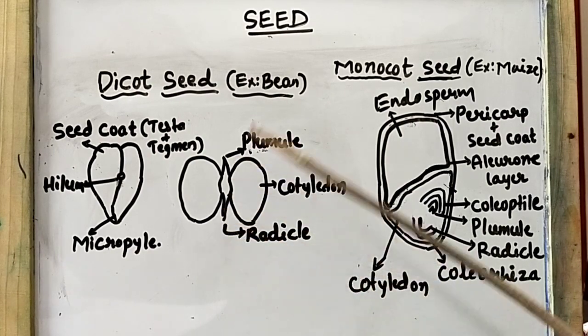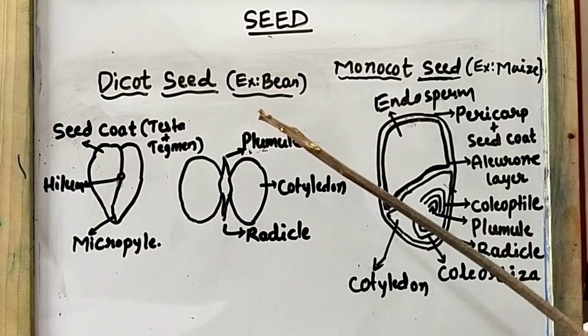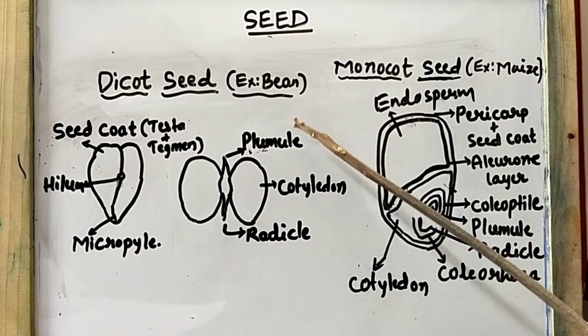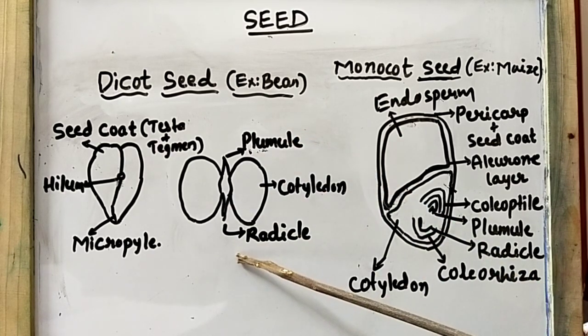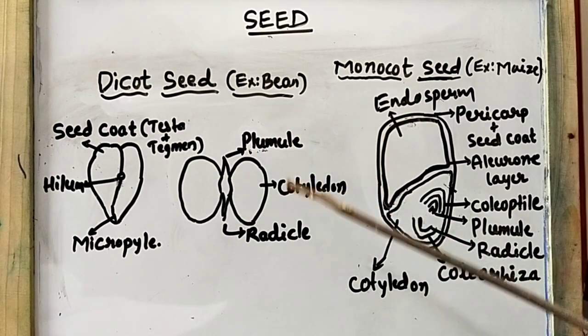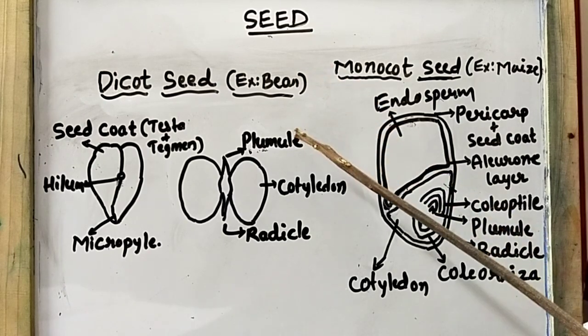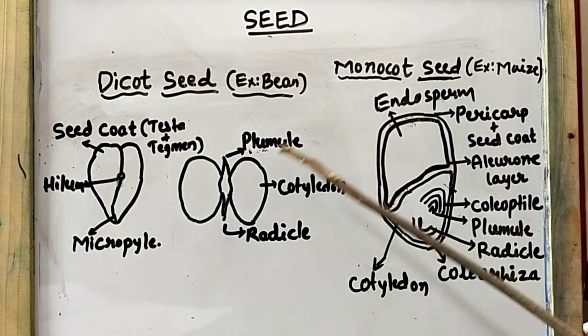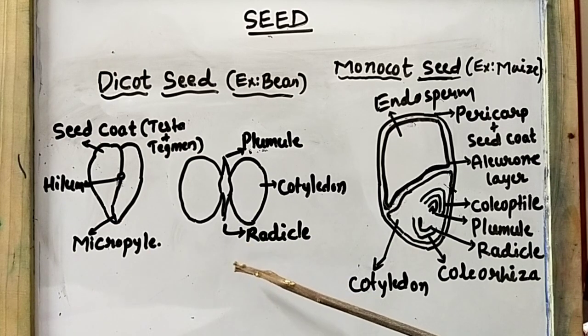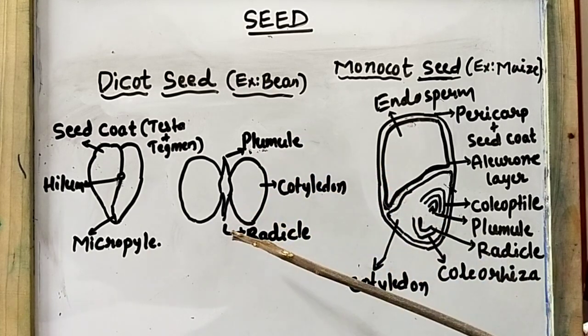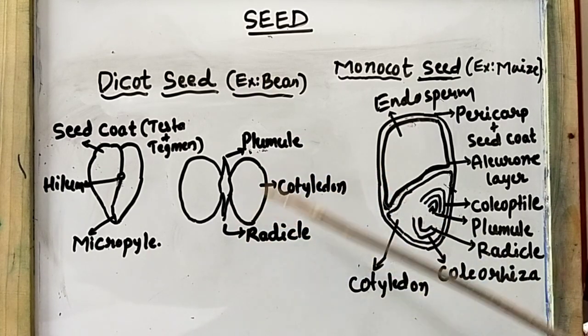So here we are seeing two different parts in the dicot seed, that is plumule and radicle. This plumule is the embryonic shoot. This radicle is the embryonic root. After seed germination, the plumule, the embryonic shoot, develops into the shoot system, whereas the radicle develops into the root system. So these are the different parts present in the dicot seed.